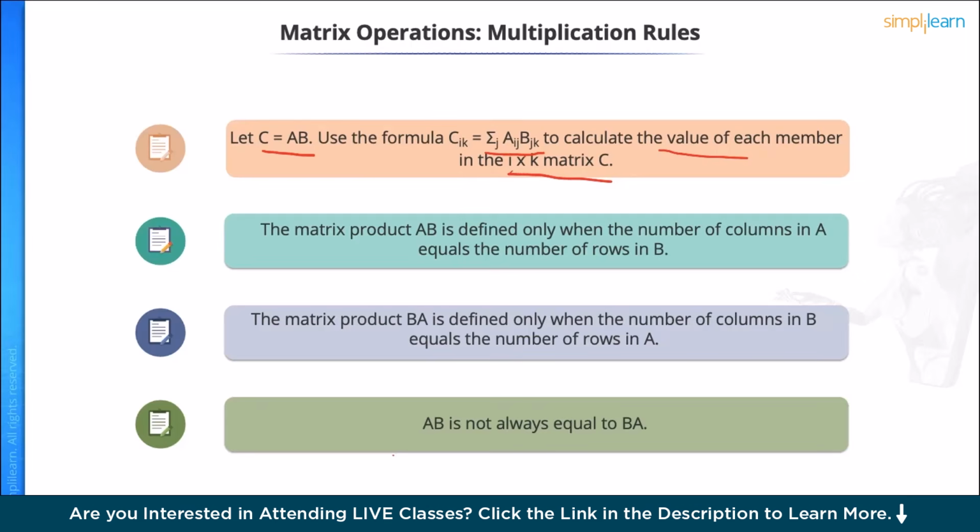The matrix product AB is defined only when the number of columns in A equals the number of rows in B. The matrix product of BA is defined only when the number of columns in B equals the number of rows in A. A dot B is not always equal to B dot A.